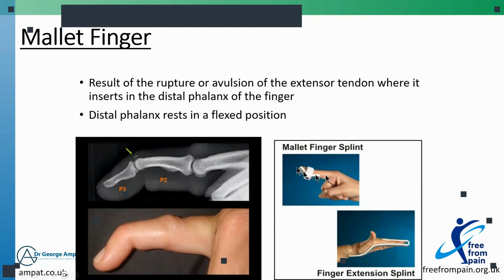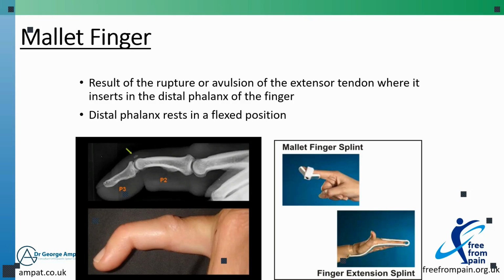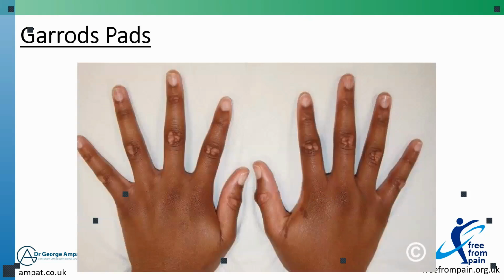Putting on a splint like this for 6 weeks, or sometimes even 12 weeks, will help it. But the important thing is when you remove the splint, the patient is allowed to change the splint every day and wash it, but whenever you're changing it, you should not allow the finger to flex back, because then it's not going to heal. You have to keep it in the extended position while they are changing.